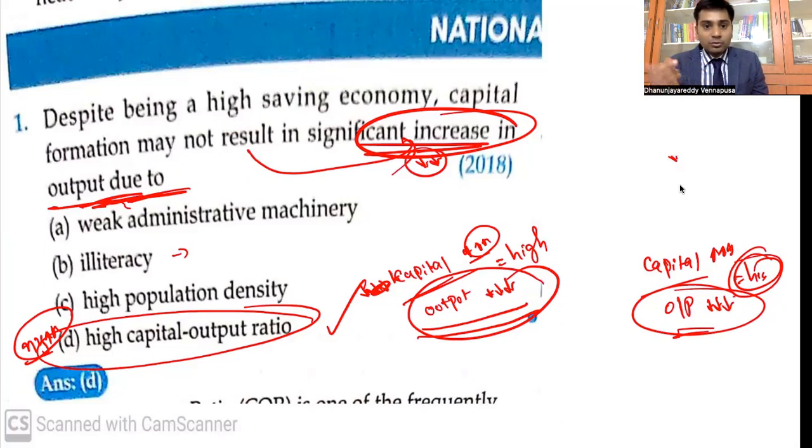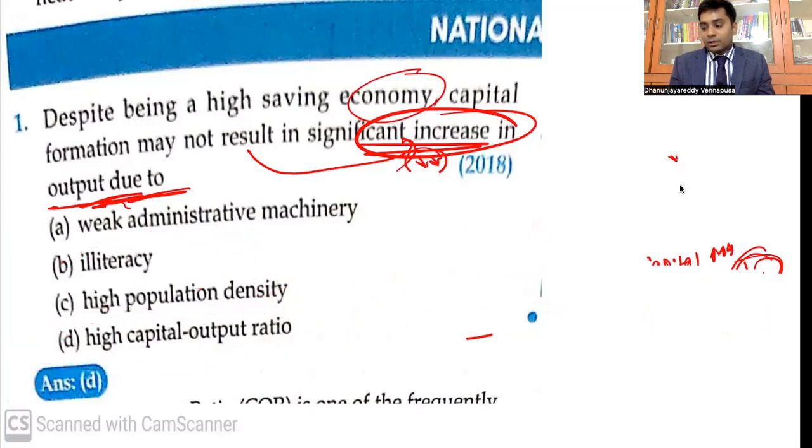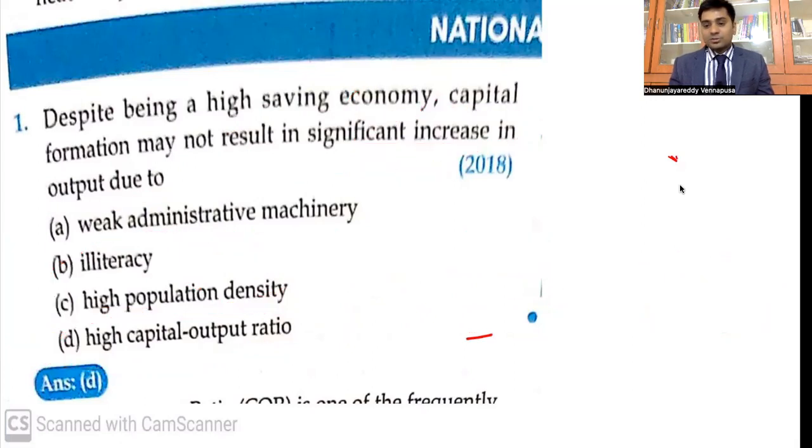But at least what you can do, this is an economy subject. So look at the economy thing, because the rest of the things are not economy. Right? Weak administrative machinery, illiteracy, high population density. Illiteracy and high population density are again speaking about the same aspect. If they become correct, they have to become correct together. If they become wrong, they have to become wrong altogether. Why? Because that is the same subject. Both are related to the same subject. This is what I mean to say. So this is the first question.